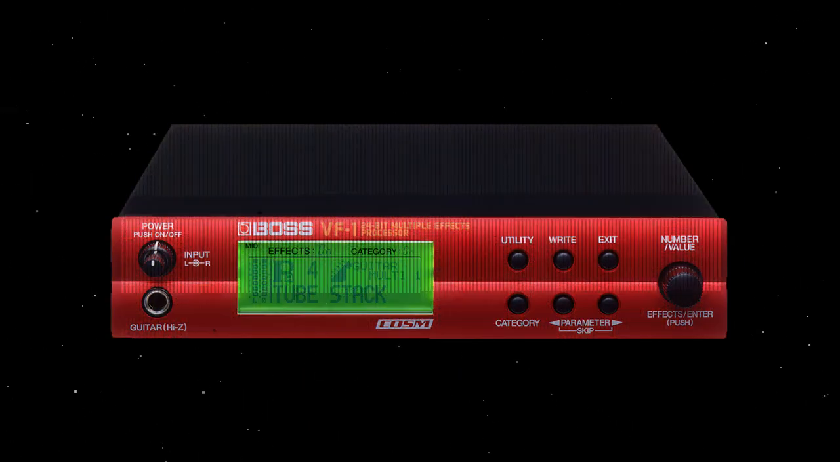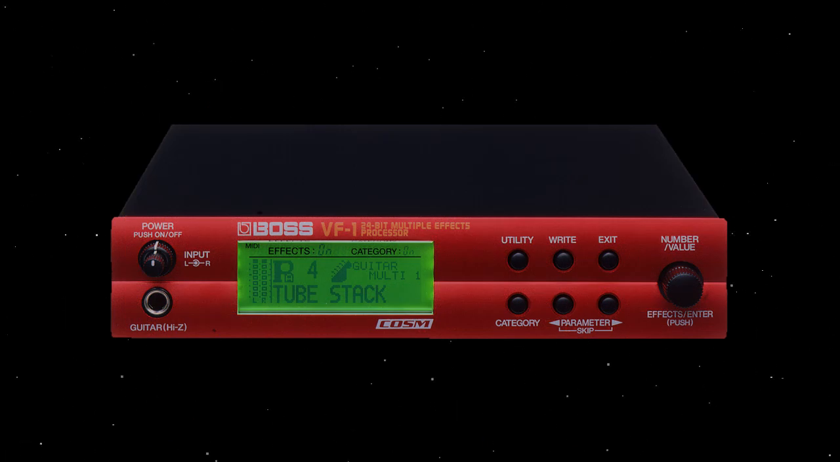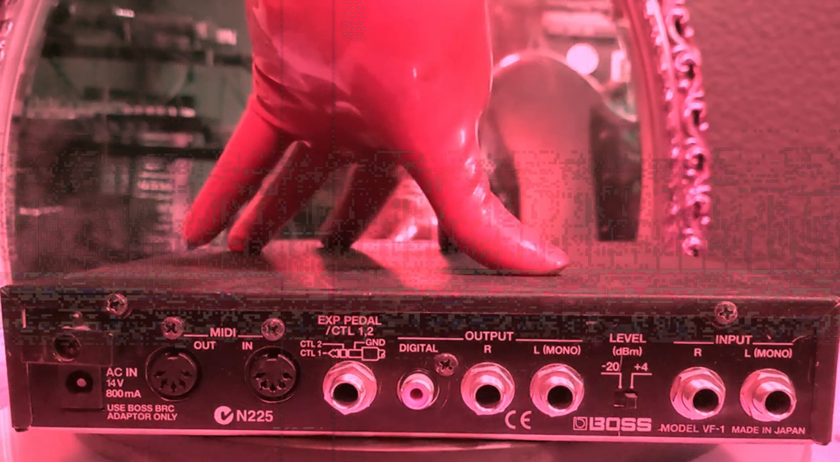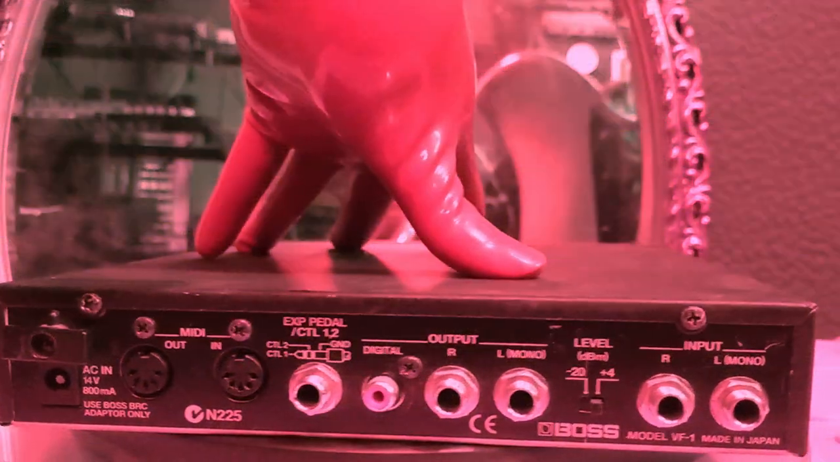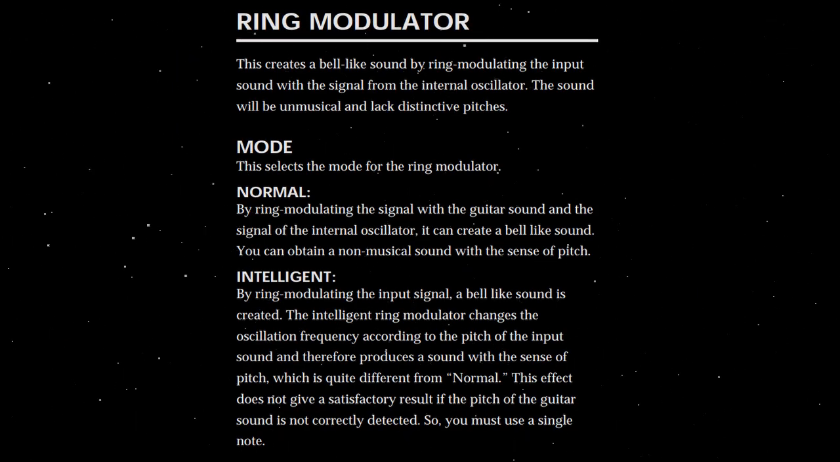The Boss VF1 is an eye-catching red half-rack unit from the year 2000, a multi-effects unit with plenty of connectivity. In addition to lush modulated reverb tones, the unit features a ring modulator that attempts to track your instrument's pitch. Interestingly, it loses the plot in spectacular fashion if you try to play two notes at once.